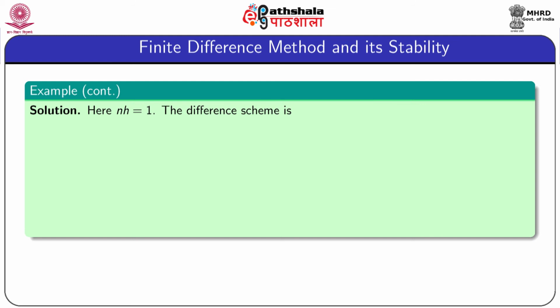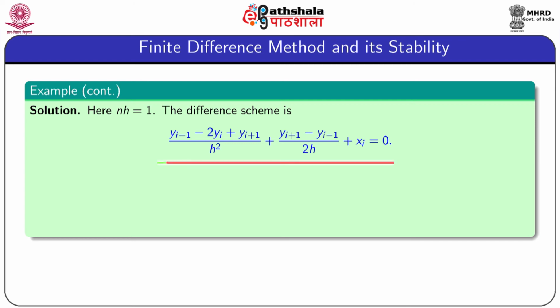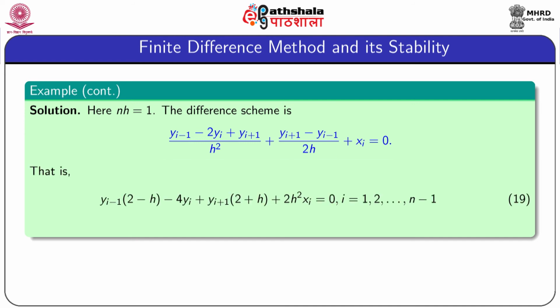In this case, nh equal to 1, that means h equal to (1 minus 0) by n. The difference scheme is this one. This is the approximate value of the given differential equation, and this approximation is obtained by central difference approximation of the first and second derivative. After simplification, this expression reduces to equation 19, and equation 19 is valid for i equal to 1 to n minus 1. And the boundary conditions are y0 equal to 0 and yn equal to 0.